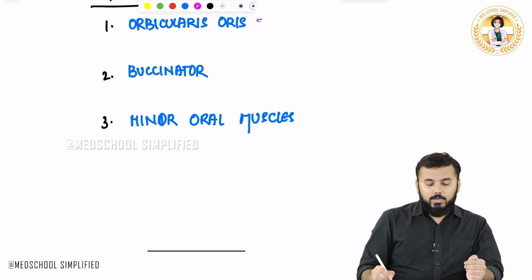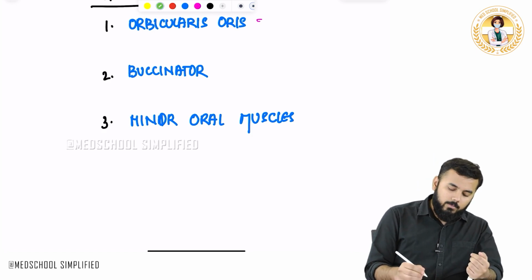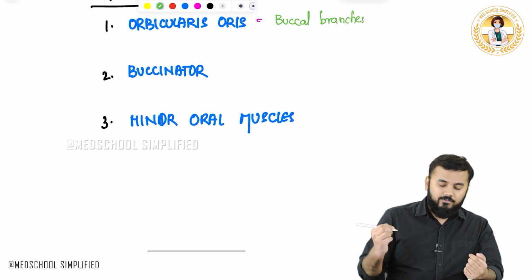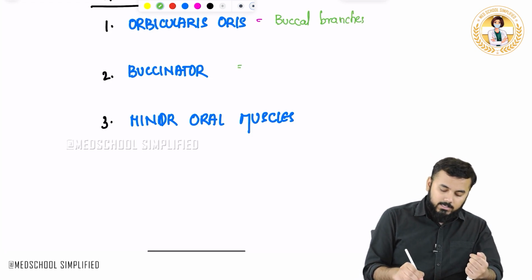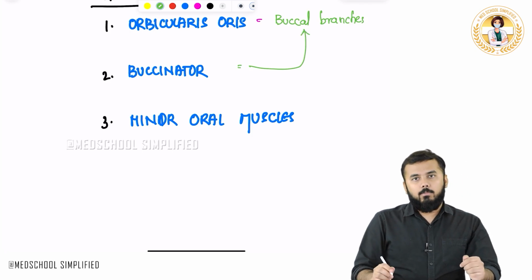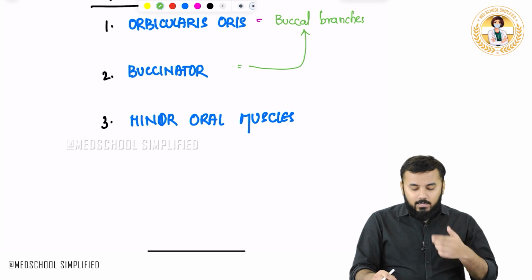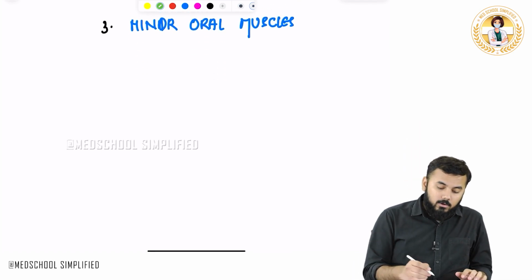Okay. So first important thing, what is this Orbicularis oris? Orbicularis oris is innervated by which nerve? Orbicularis oris is innervated by the buccal branches of the facial nerve. In the same way, buccinator is also innervated by the buccal branches of the facial nerve.